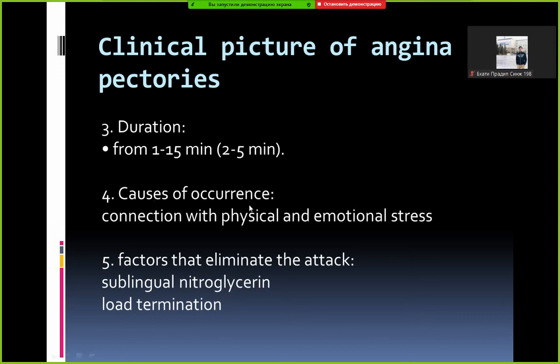Causes of occurrence of attack. The attack is connected with physical or emotional stress. Factors that eliminate the attack: sublingual nitroglycerin or load termination.